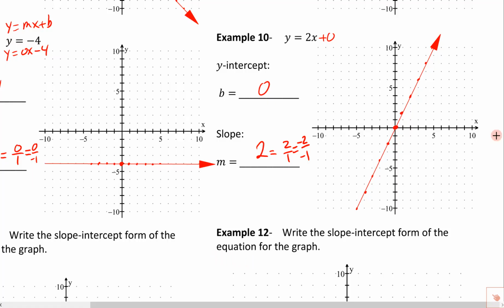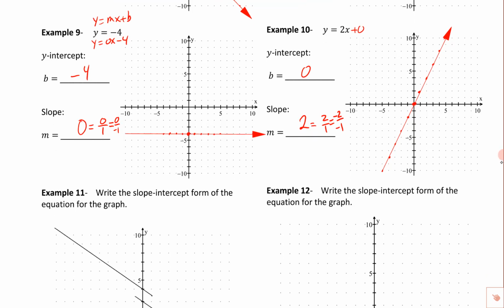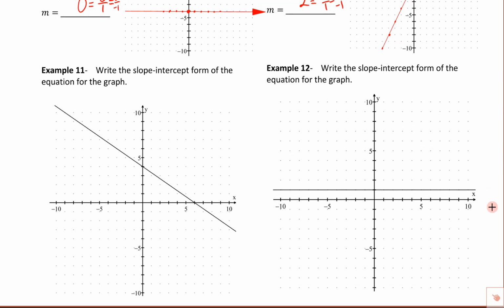Okay, so that's example 10, and now let's take a look at the last two on this set of notes. So on number 11, it says write the slope-intercept form of the equation for the graph. So let's take a look here. Let's identify some key points. It crosses the y-axis at 4, and then we've got to find another point on here so we can find the slope. And again, we'd want to find a convenient point. So I notice that this point right here is right underneath the line, so we could use that one. It also crosses right here, so we could use that one.